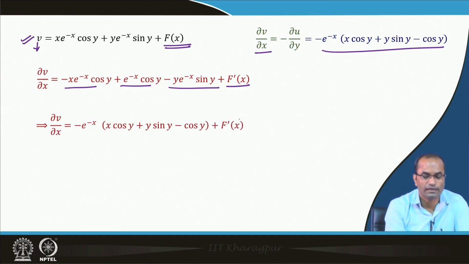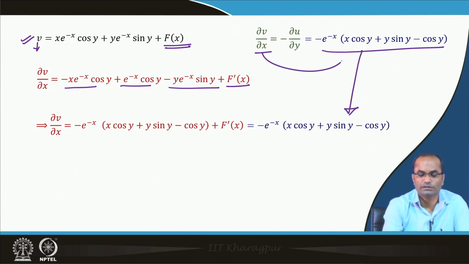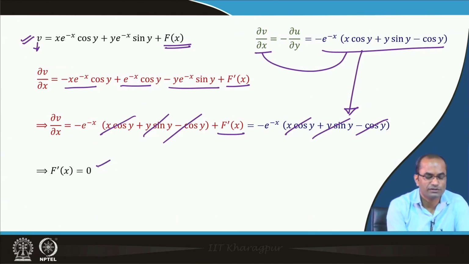So, we have del v over del x, this expression, and we can set it equal to this, because this is also del v over del x. So, these two should be equal, and having this we will observe immediately that x cos y, y sin y, and also this cos y, they are the same on both sides. So, this f prime x is actually 0.